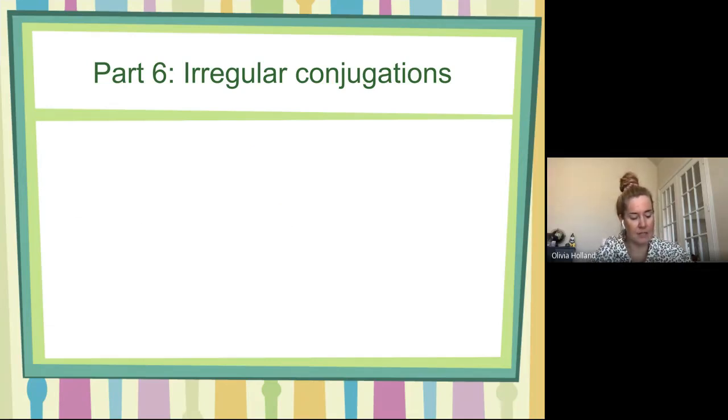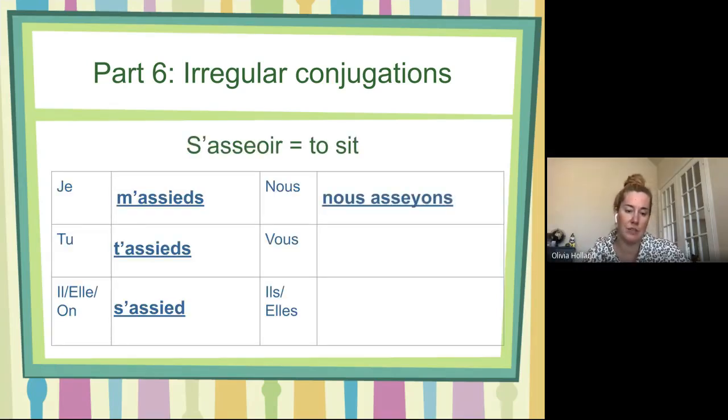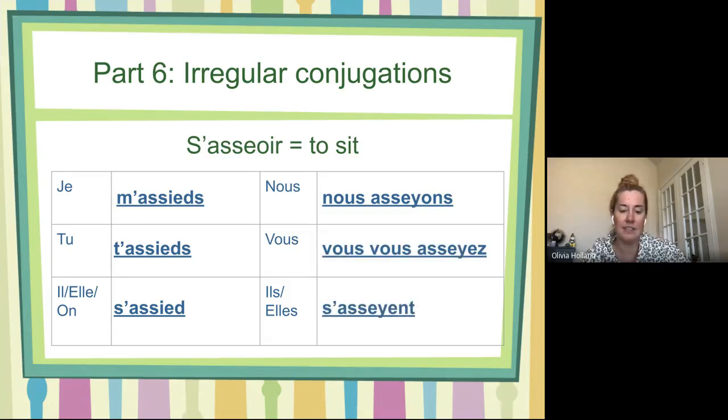The next one is s'asseoir, which means to sit. So you have je m'assieds, tu t'assieds, il s'assied. Nous nous asseyons, vous vous asseyez, ils s'asseyent. It's a very irregular one.